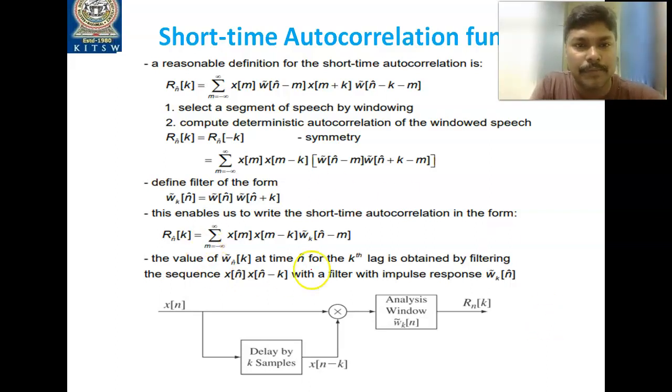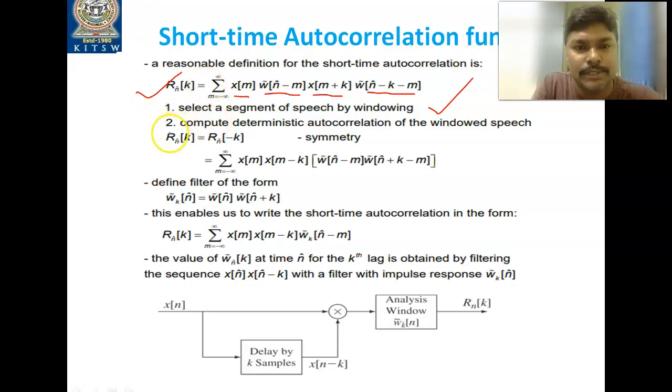All right. Now this is the mathematical expression that you can easily identify. A reasonable definition for the short-term autocorrelation function R n of k is given by the summation of x of m times w of n minus m, times x of m plus k times w of n minus k minus m. We are going to apply the rectangular window to a short segment of the speech. The procedure is very simple: we select a segment of the speech by the windowing technique. Usually we apply the rectangular window, and we also know the benefit we get from it, and you can also apply other kinds of windows.